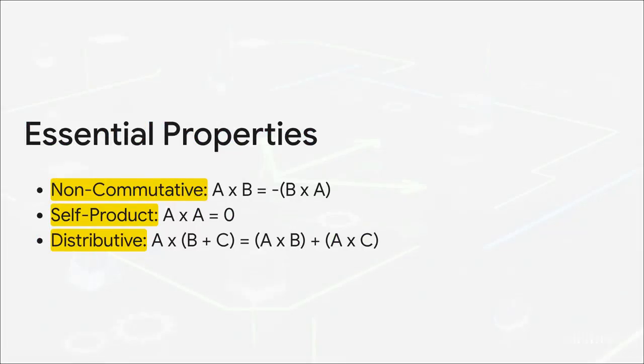And here are three more really critical rules. First, order matters. A lot. It's non-commutative. A cross B is not the same as B cross A. In fact, it points in the exact opposite direction. Try it with a right-hand rule, you'll see.